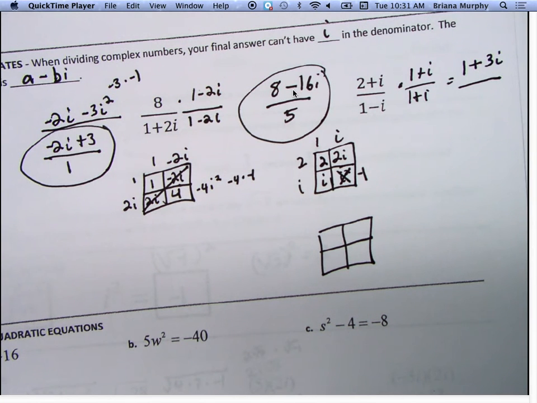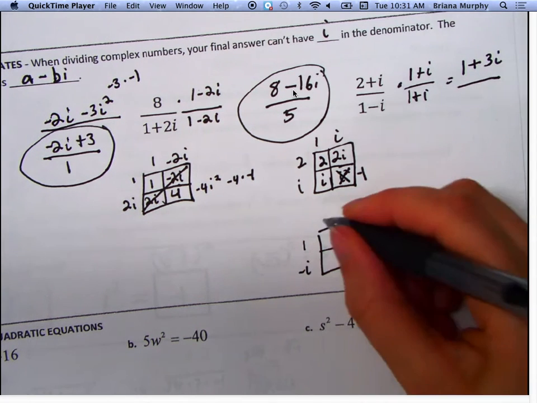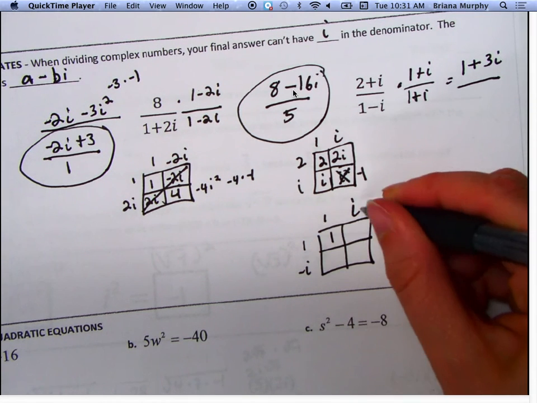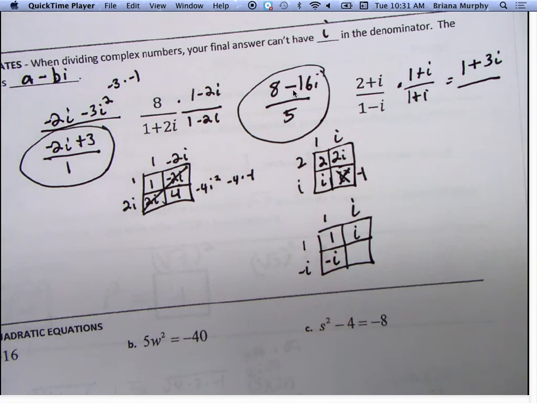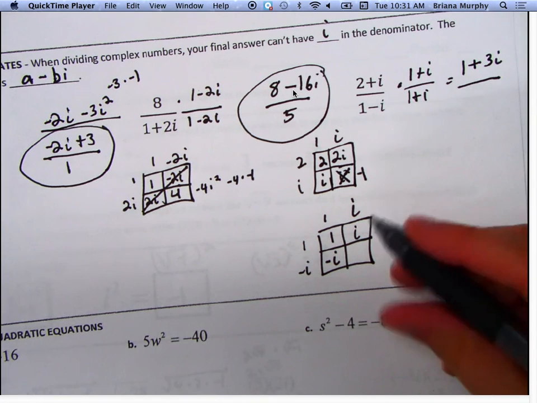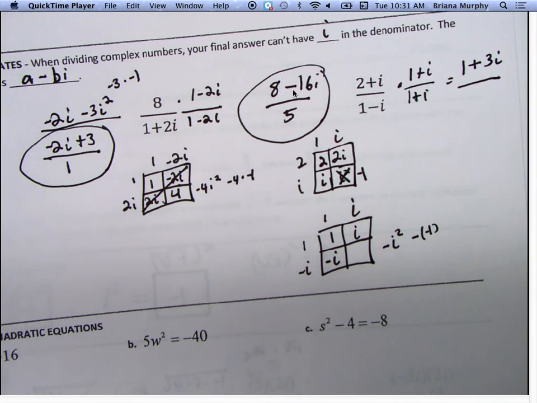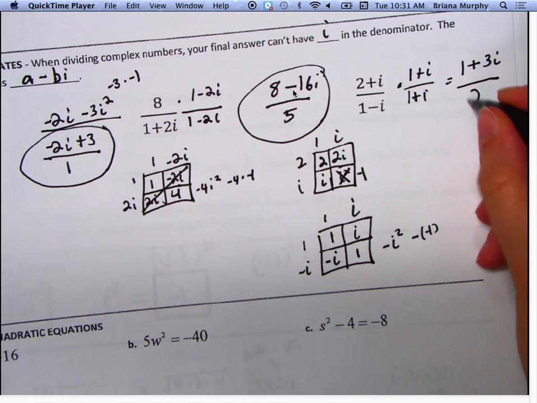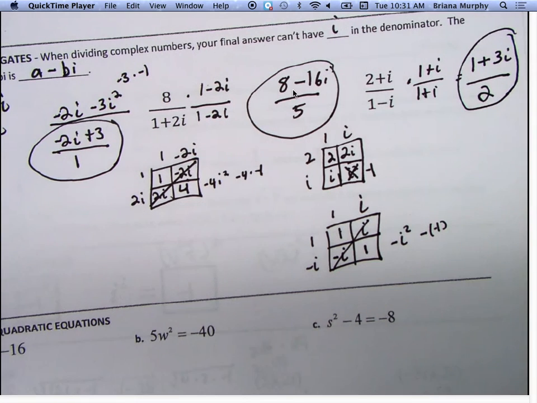I'm going to do the next Punnett square. We've got 1 minus i and 1 plus i. 1 times 1 is? 1 times i is? 1 times negative i is? Negative i, right? Negative i times i is negative i squared. So that's negative times a negative 1, which is a? So 1 plus 1 is? Negative i plus i is 0. So this is my final answer. How are we feeling?